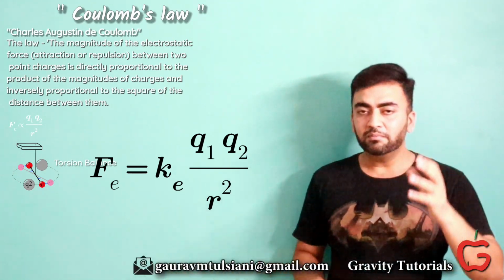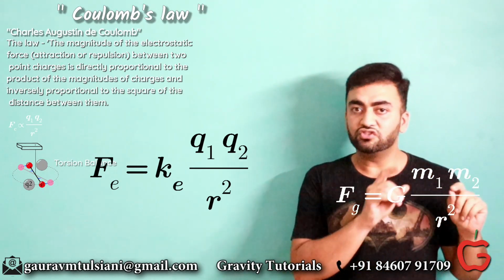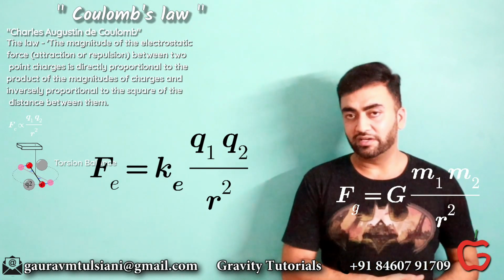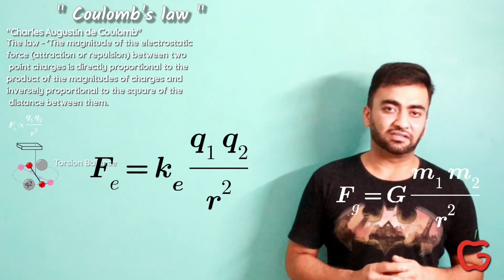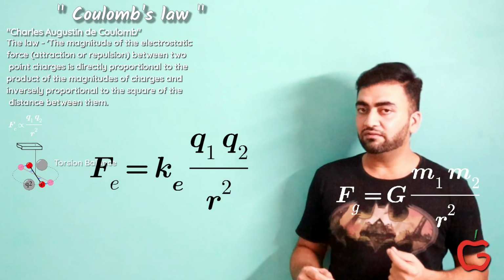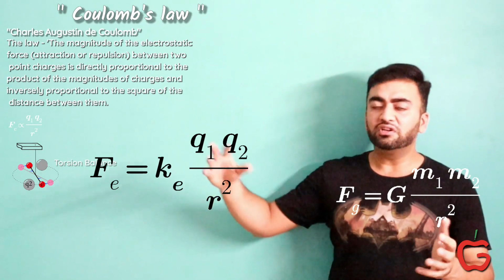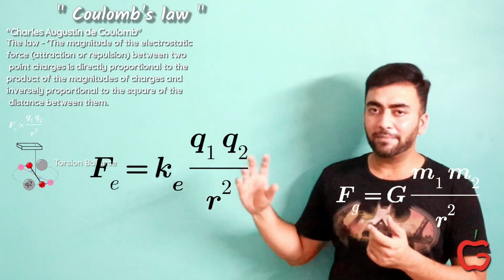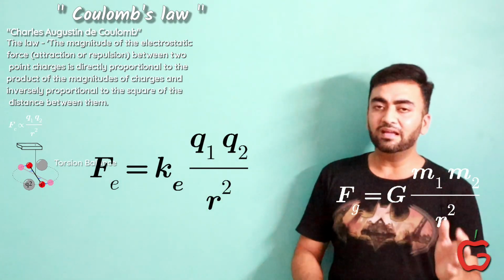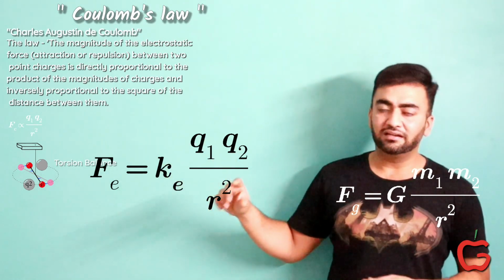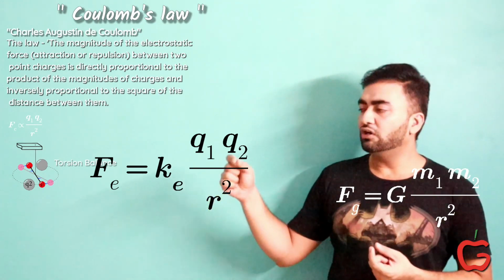Now you may remember a similar law for gravitation. Fg equals G, capital G, m1 m2 by R square. The G in gravitational force is called the universal constant for gravitation. The K in electrostatic force is just called the constant of electrostatics. It's not called universal. The term universal is missing because the K of electrostatics changes its value from medium to medium. It has a different value for air, a different value for water, for metals, everywhere. That is why it is not called a universal constant.